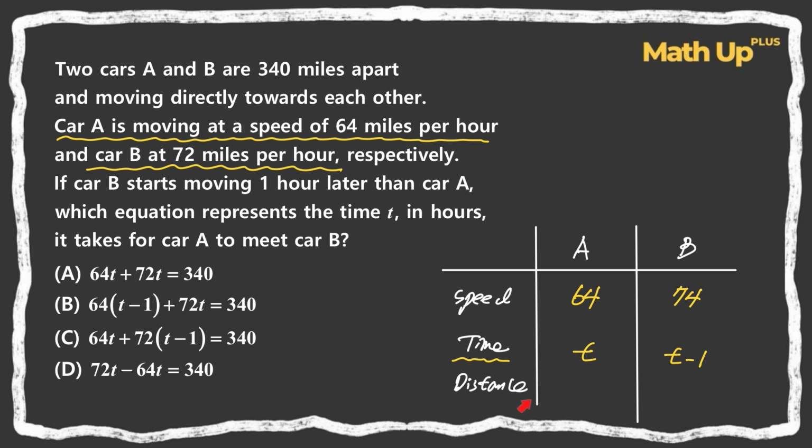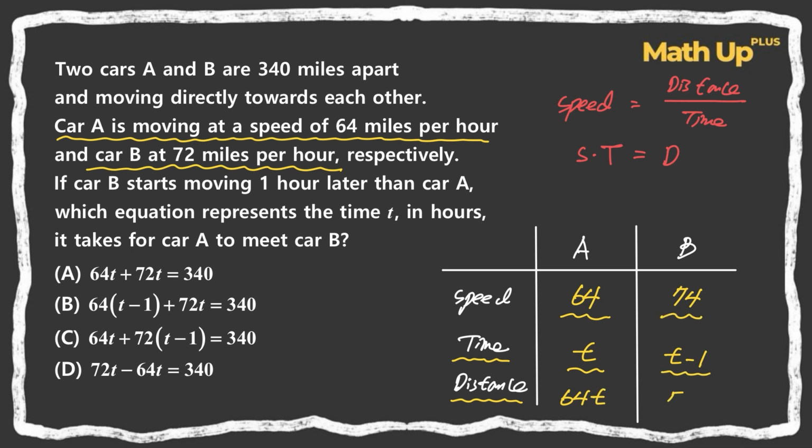Now, what's the distance? We know that the formula for the speed is always distance over time, right? Distance over time. So distance is equal to speed times time. So the distance for car A is speed times time, which is 64 times t, 64t. For car B, distance is speed times time, 72 times t minus 1.